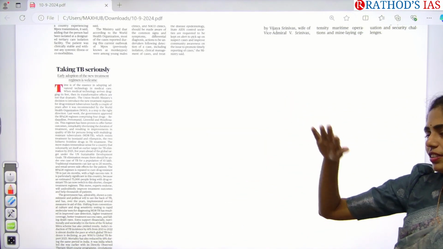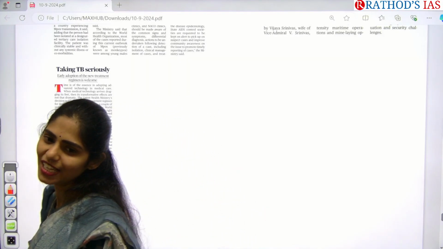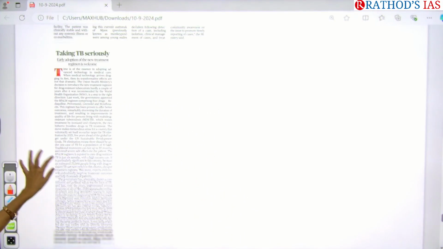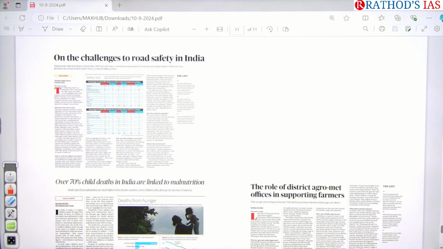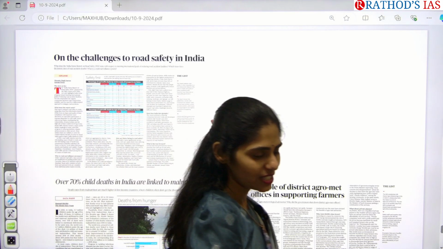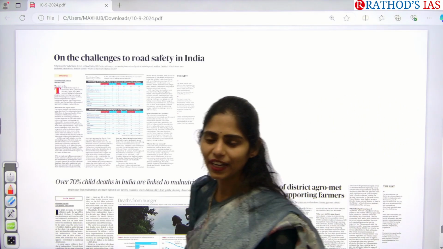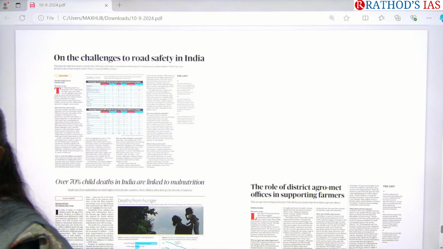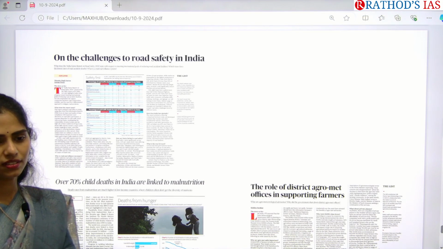Already I gave the mains question on this. So the same thing which is given here: what are the advantages, what are the challenges, that's it. Nothing more, nothing less. And see this article on the challenges to road safety in India. So is road more safe and secure in our country? So what are the reasons for road accidents? How many of you ride bikes? So what are the reasons for these accidents in our country?